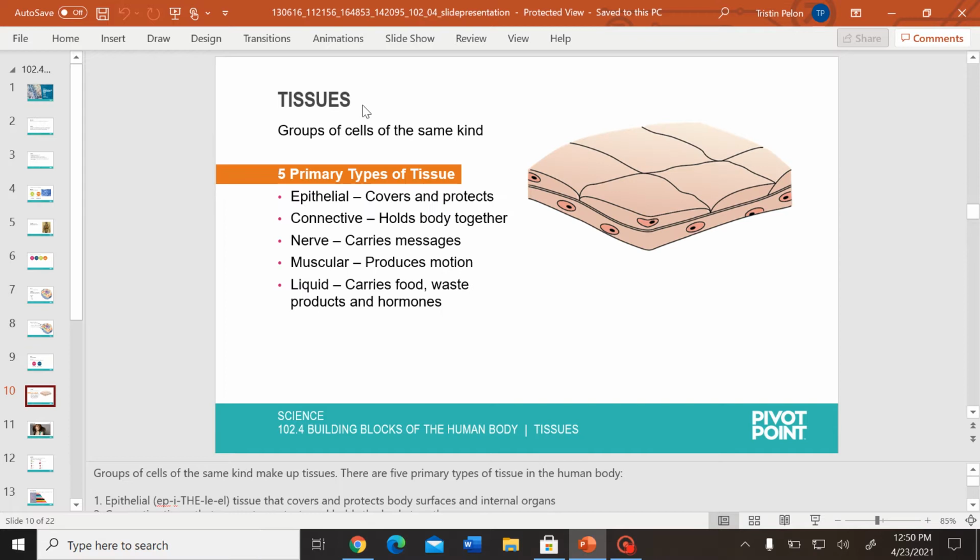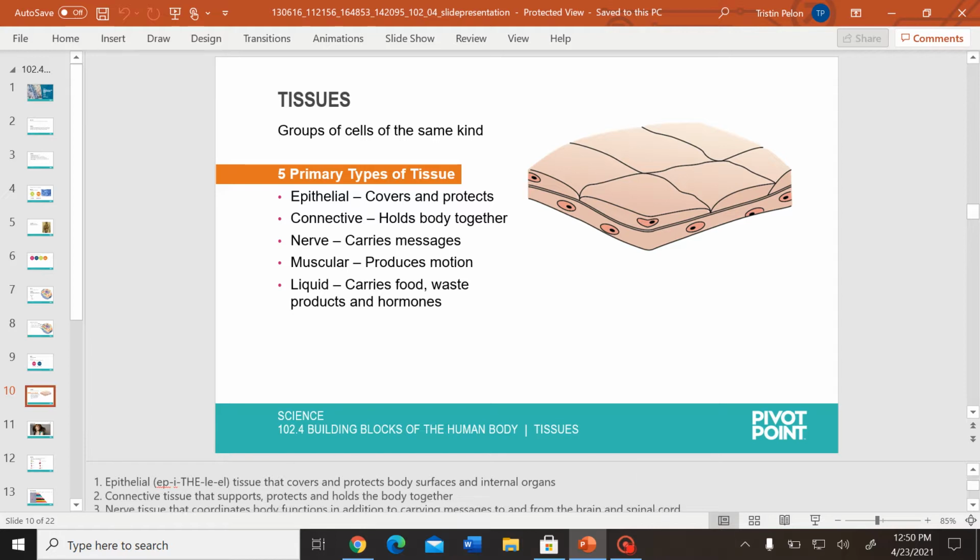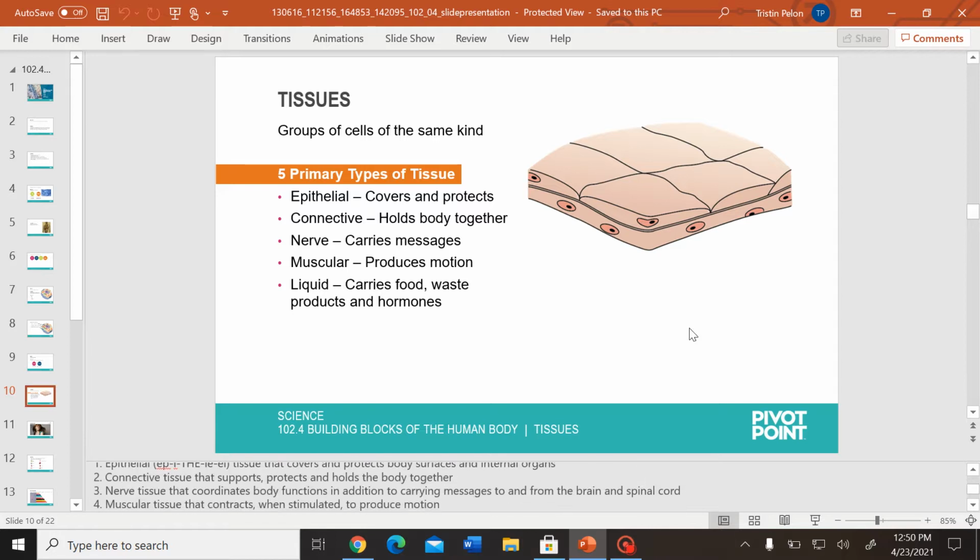Now, if you have groups of cells of the same type and kind, this is going to be considered tissue at this point. There are 5 primary types of tissues that we focus on. We have our epithelial, which is going to cover and protect the body surfaces and internal organs. We have the connective tissue. This holds your body together.